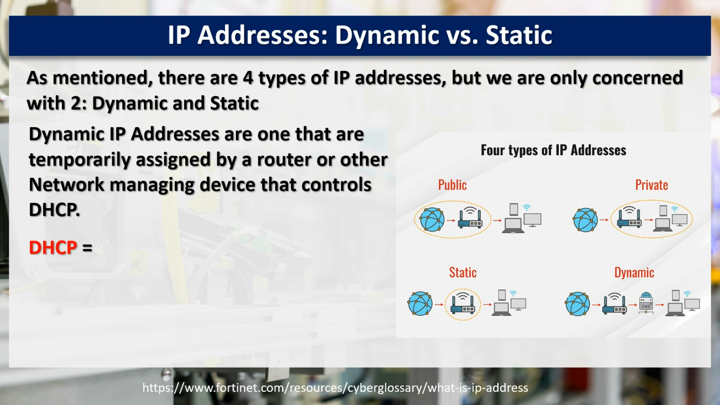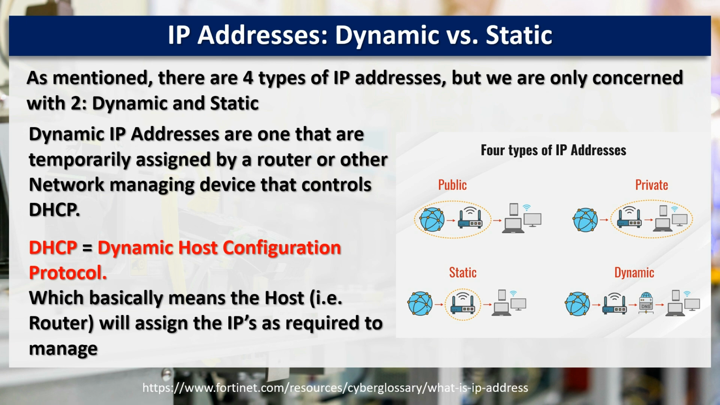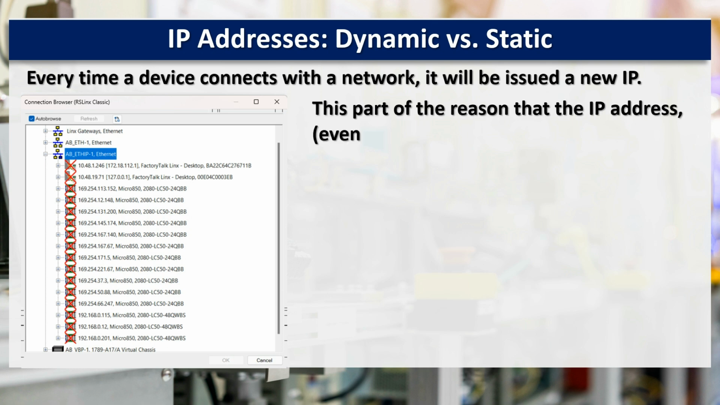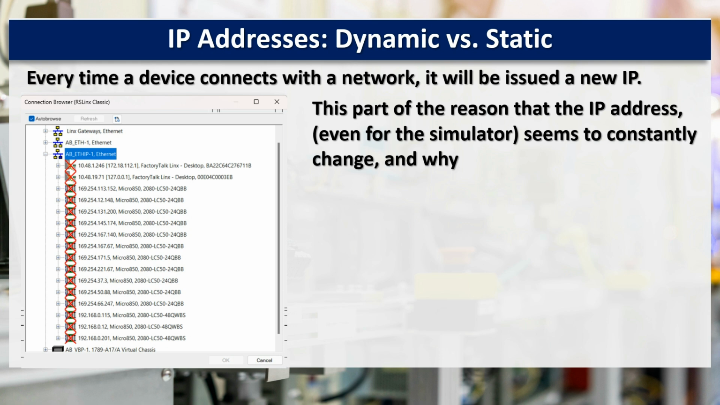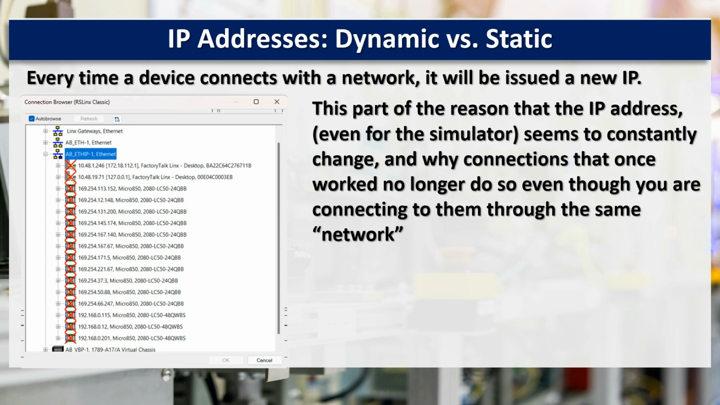DHCP stands for Dynamic Host Configuration Protocol, which basically means the host, that is to say a router, will assign the IP addresses as required to manage the network. Every time a device connects with a network, it will be issued a new IP. This is part of the reason that the IP address, even for the simulator, seems to constantly change, and why connections that once worked no longer do so, even though you're connecting to them through the same network.